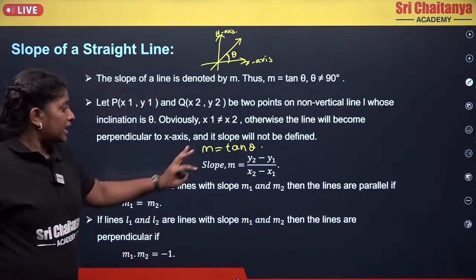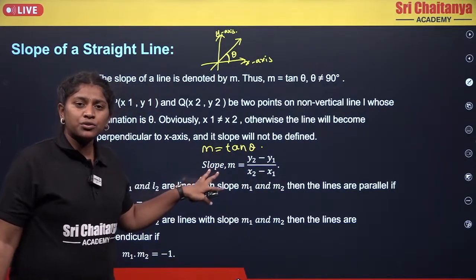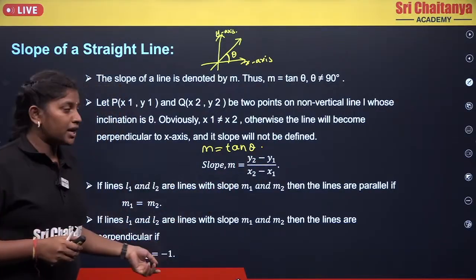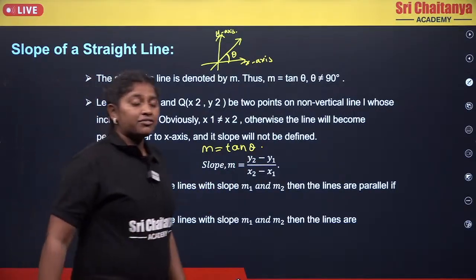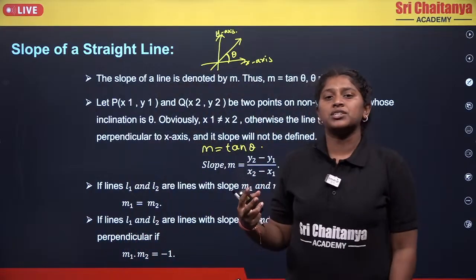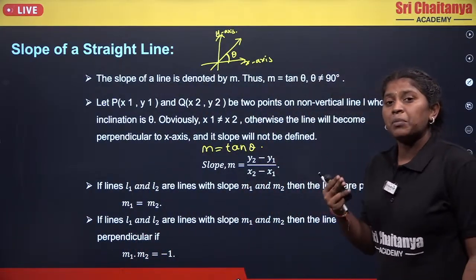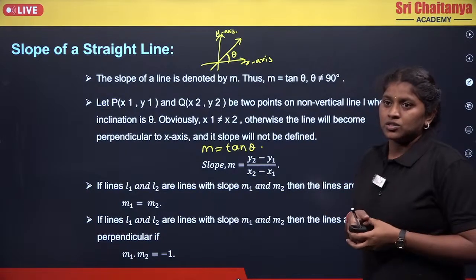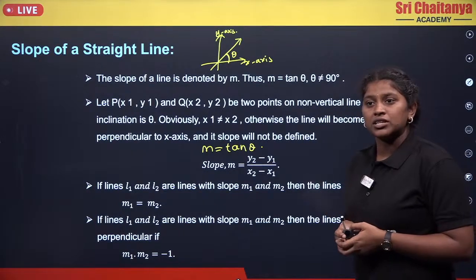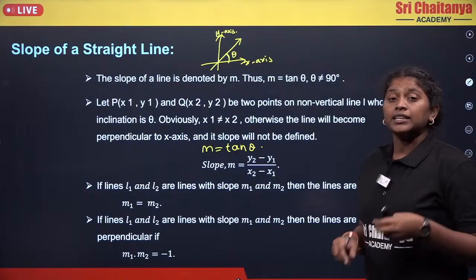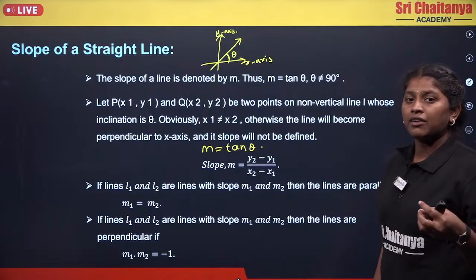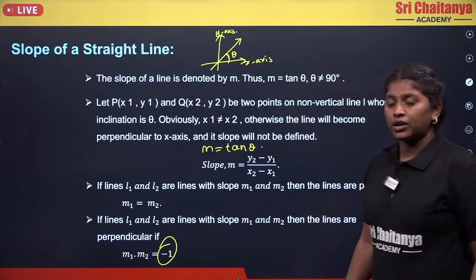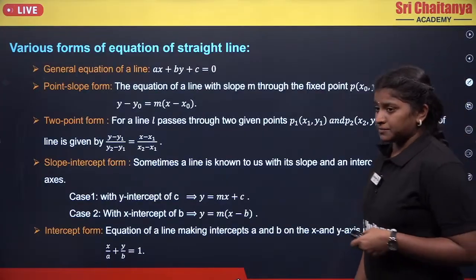And if they give the 2 points and ask you to find the slope, we can find the slope with the help of (y2 - y1)/(x2 - x1), and from there we have two applications where we can say whether lines are perpendicular or parallel. The lines will be parallel if the slopes are equal, and the lines will be perpendicular if the product of slopes equals -1. Now moving to the next.